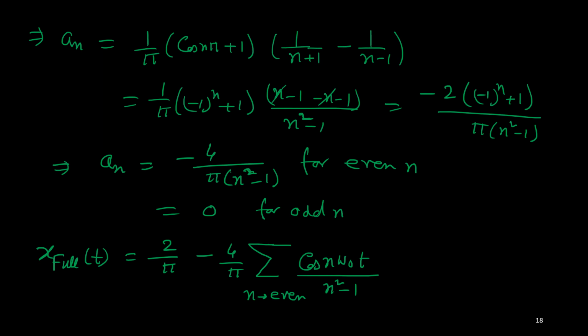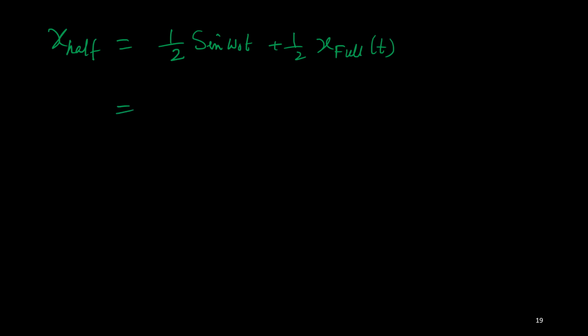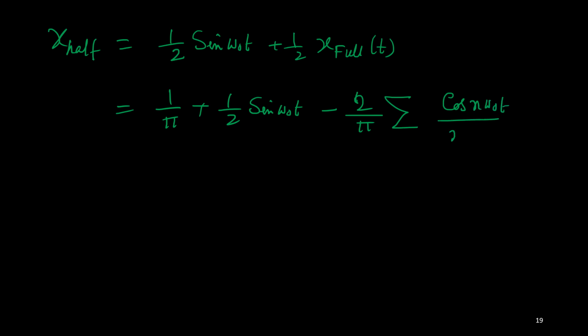And if it is the full wave rectifier, now you can see what is your half wave rectifier. So therefore x half wave, that you know is half of the sine wave, half sine omega naught t plus half x of full wave. Okay, now x of full wave we have got this one. So if I replace, DC will be 2 upon pi, 2 cancels out, 1 upon pi. So that I will take first. Then this sine component, half sine omega naught t, and then all negative cosines, 4 upon pi. So 4, 2 divide, so 2 upon pi. And summation, this is cosine n omega naught t upon n square minus 1, but all even n. That's all. So this is the expansion for the half wave rectifier.